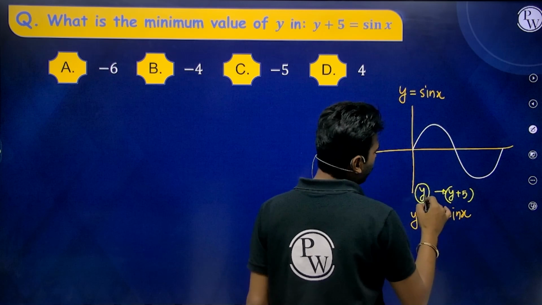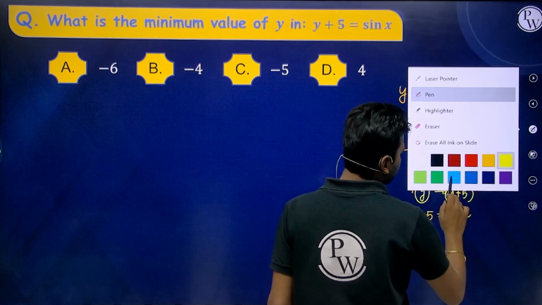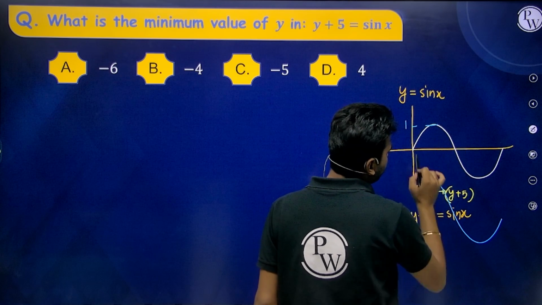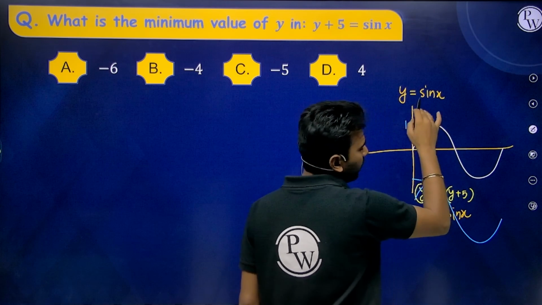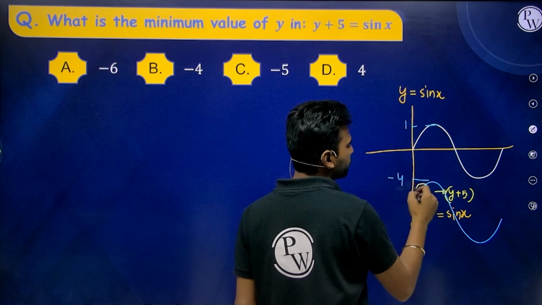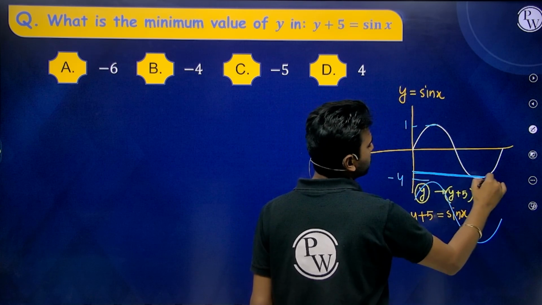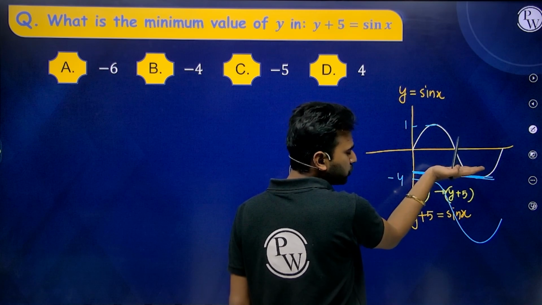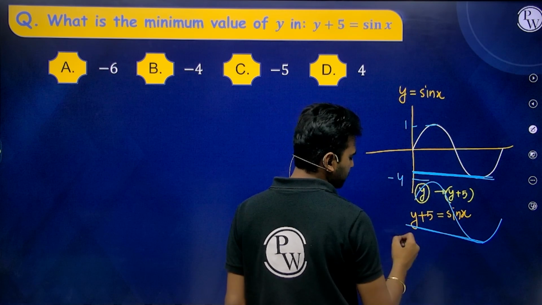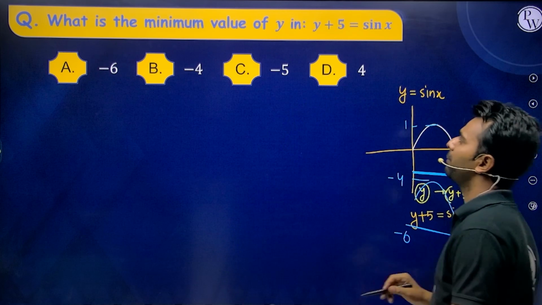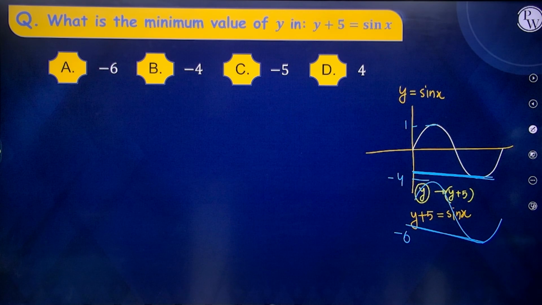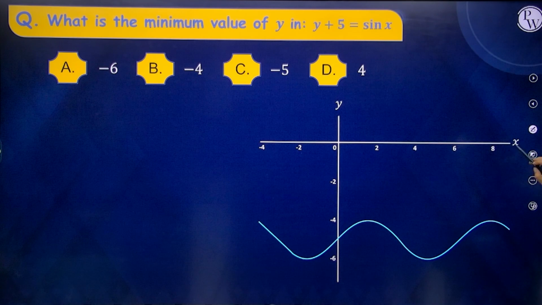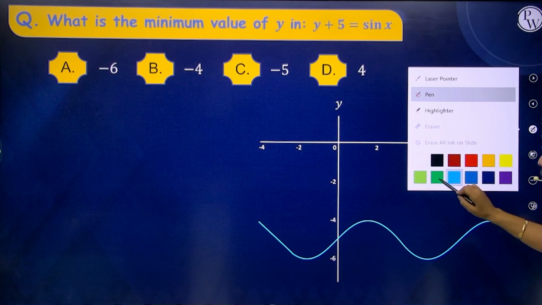So if you want to draw the graph of this expression, you simply need to take this graph 5 units down. Earlier the highest value was 1, so once you take this value 5 units down, it will become minus 4. And the lowest value of the graph of y equal to sine x was minus 1. If you take this value also 5 units down, it will go to minus 6. Yes or no? So what will be the minimum value of this new graph, y plus 5 equal to sine x? The minimum value is going to be minus 6. Can you guys feel it?